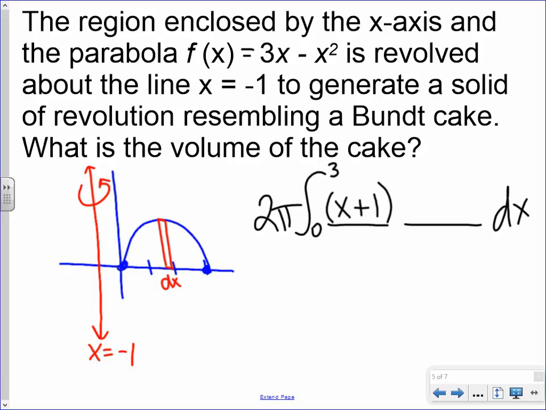All right, so Logan, what is the height of our rectangles then? 3x minus x squared. Okay, so in your calculators, please find me the volume. 90 pi over 4. You already have it? Yeah. What is it? 90 pi over 4. No, 45 over 4.